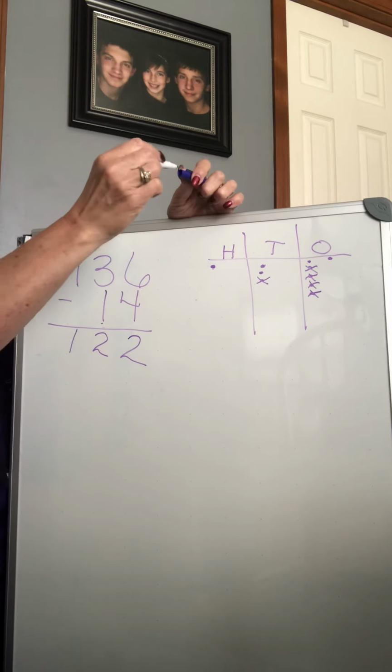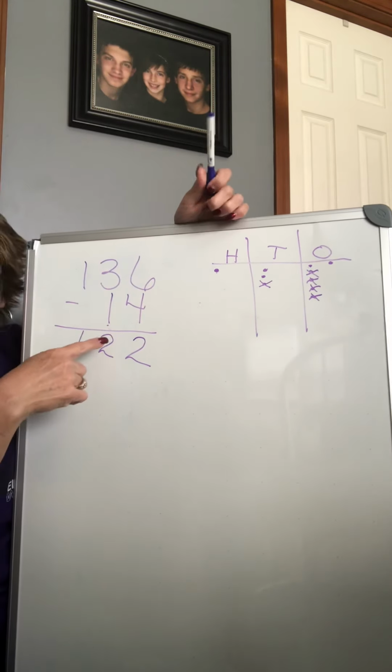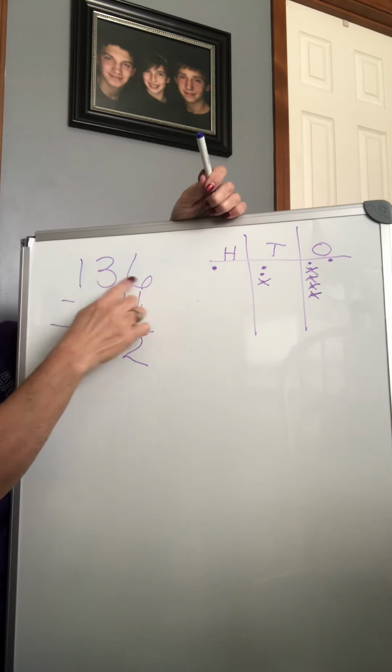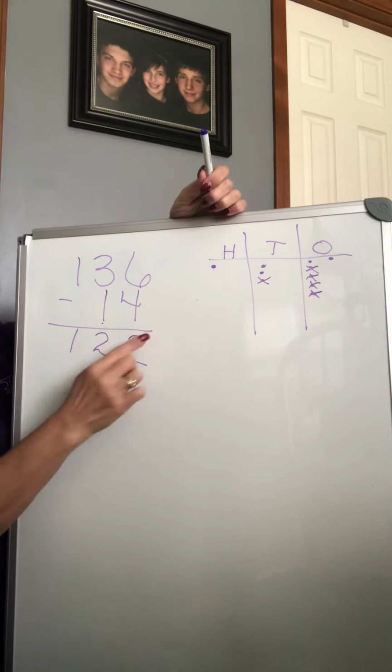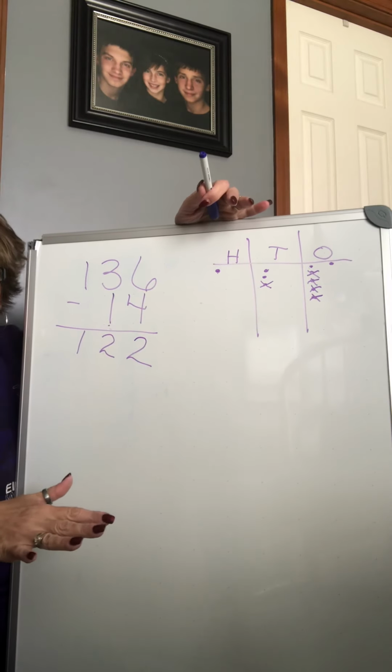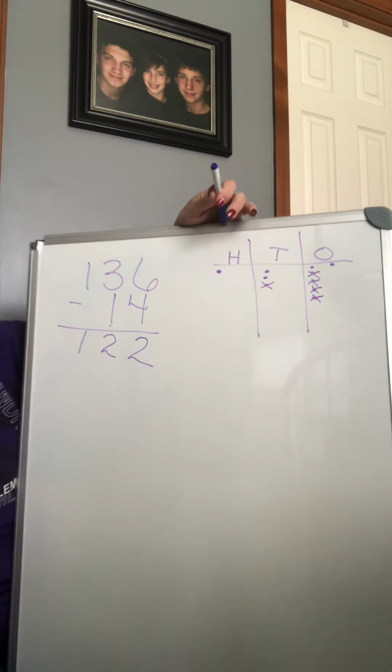All right. So we didn't have to do any regrouping in that one whatsoever. Our top numbers were bigger. We had plenty to take away our bottom number, so we didn't have to do any regrouping. So let's try one now where we have to regroup.